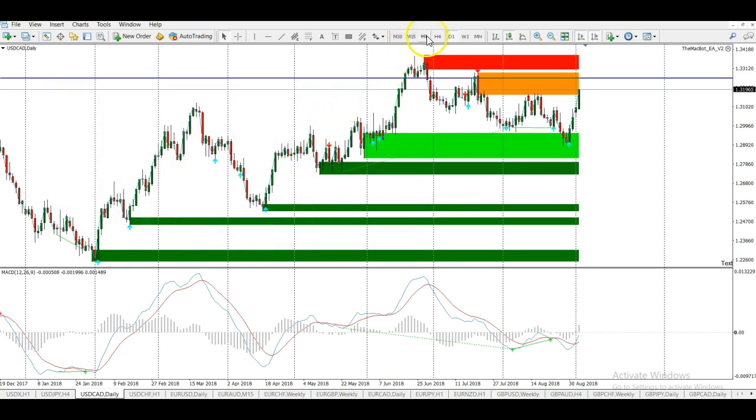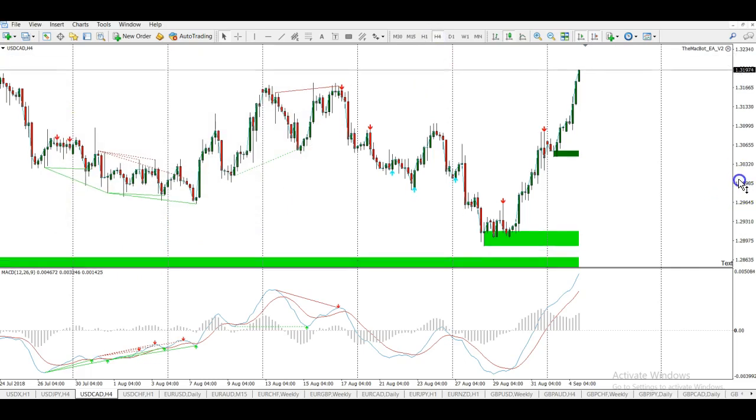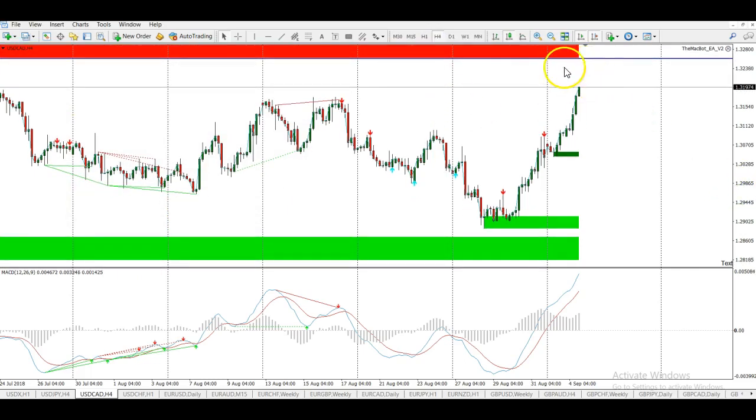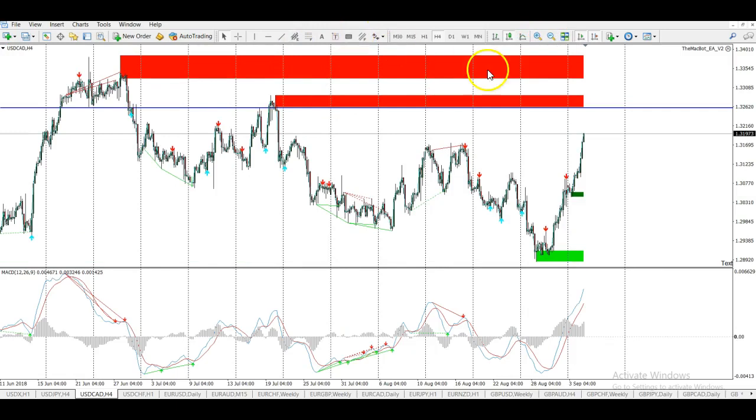If you've gone through my Udemy course, I have a 4-hour zone here at the top of this area up here. So it's likely to pop up into that area, and that's ideally where I'd be looking to trade from. It still has another 60 pips to go. So what I'm going to do now is customize this.